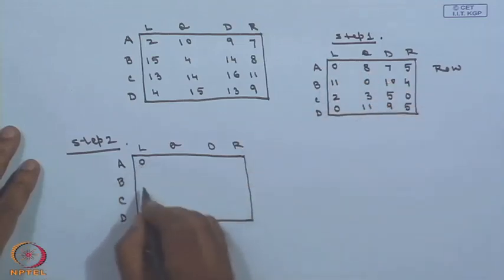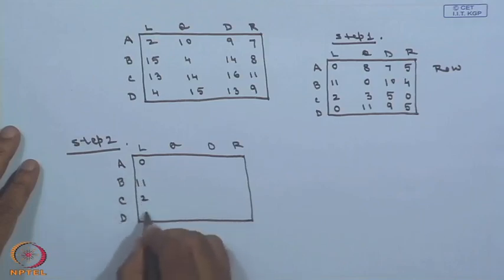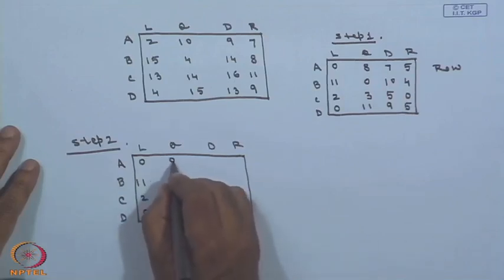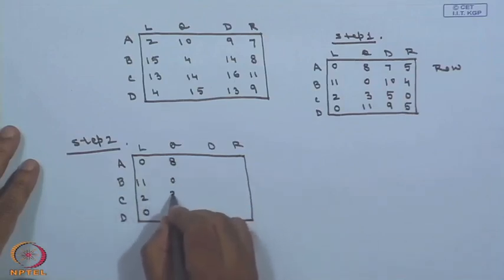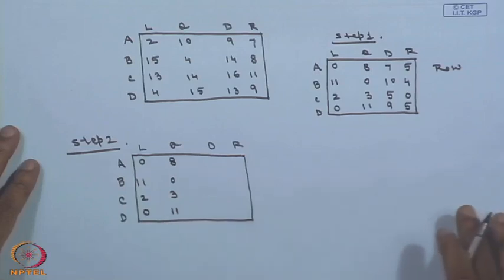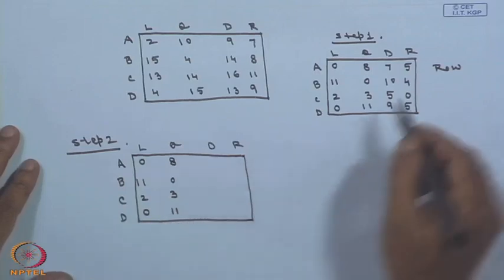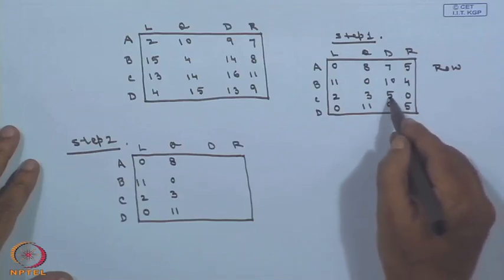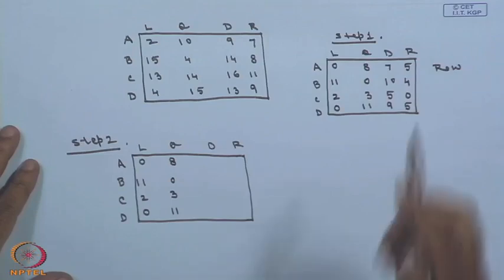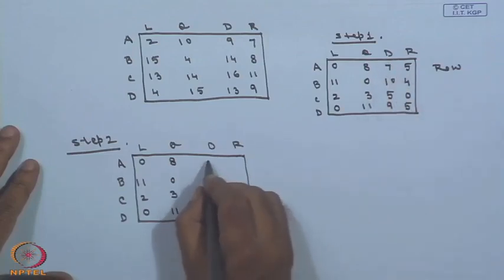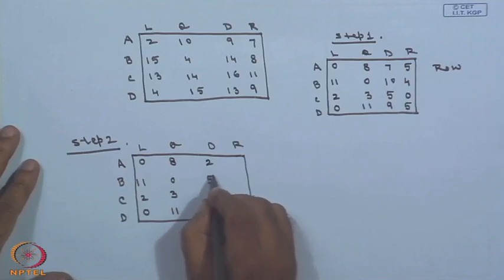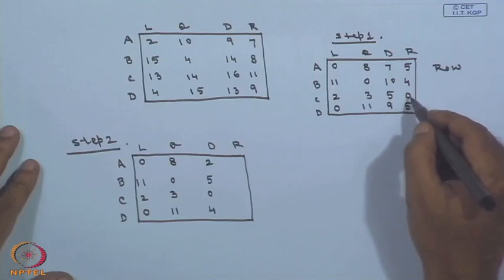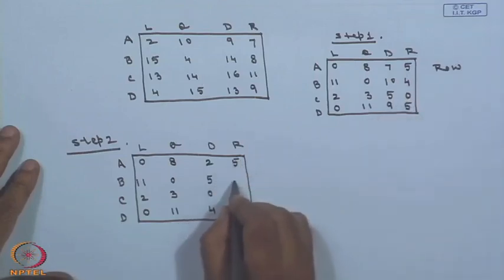So, the first column will not change: 0, 11, 2 and 0. In the next column also a 0 is there, so this column will also not change. Then the next one, 5 is the lowest, the smallest element. So, now 5 has to be subtracted from all the elements of the third column, so you will get 2, 5, 0 and 4. Again, the last column, the fourth column, has a 0, so it will remain as it is.